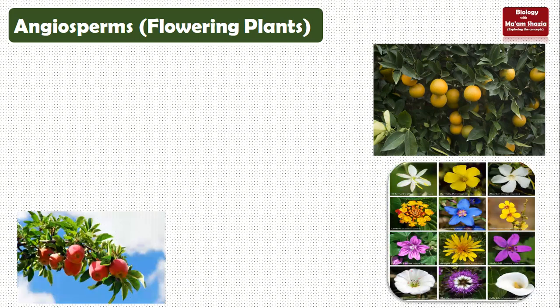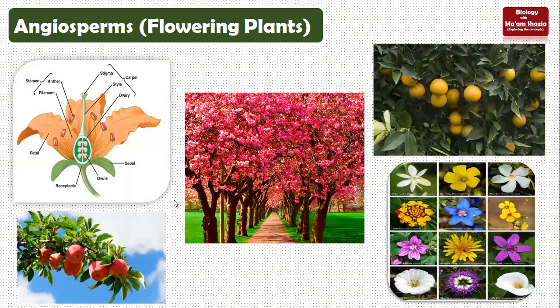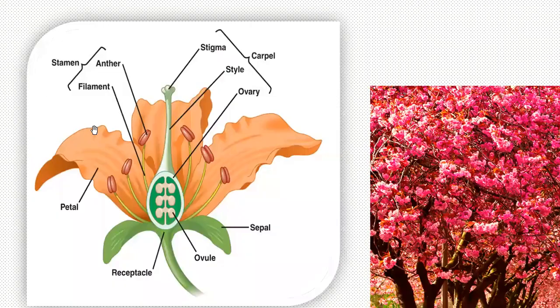Another example: these are apples, and a beautiful tree having flowers on it, a beautiful example of angiosperms. They are the flowering plants. So let's discuss this diagram. This is basically the parts of the flower. You already know this, obviously, as you have discussed this topic in your 10th grade as well. So let's discuss the parts of the flower.